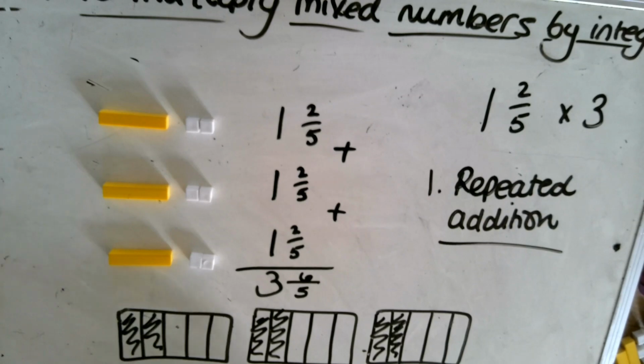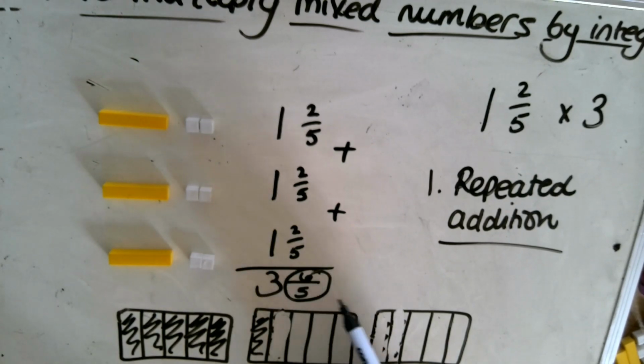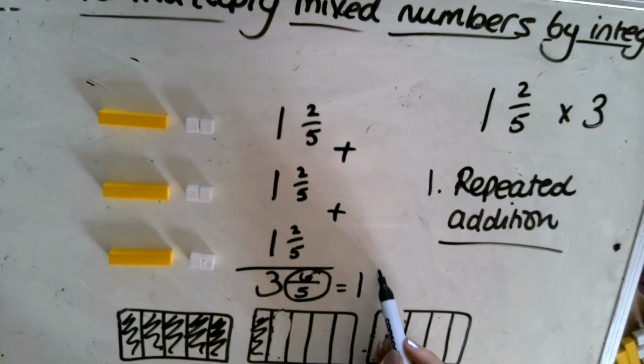So as you can see, I have 6/5. But if I was to move these two over to here, I've still got the same number of fifths. I've just shaded in a different part of my shape. And if I take this one here and colour in this part here, it's a little bit clearer to see that this is 1 whole and I have 1/5 remaining. So this equals 1 whole and 1/5.